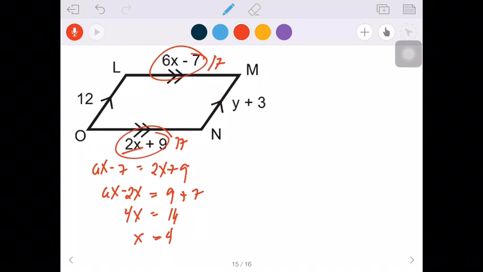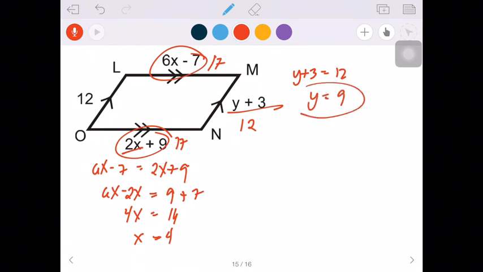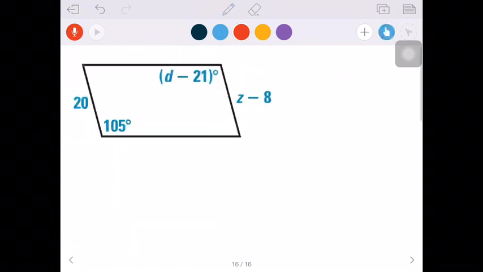And the last, we have to solve y plus 3 equal to 12. We know that this is 12. That should be 12. But what is the value of y then? Of course, algebra tells us that y is 9. Okay. Next, we have this one. And this is the last. Congratulations for finishing this video.